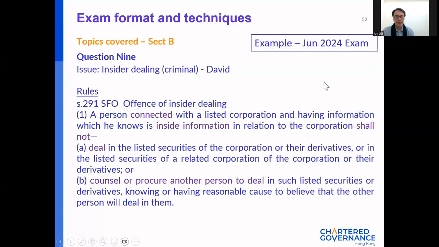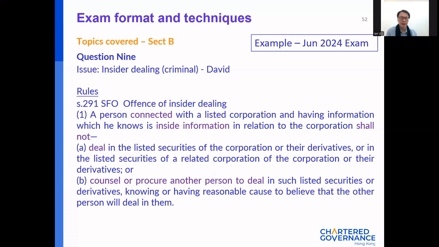Okay, so how to break this down into smaller issues so it'll be more manageable to answer this type of question. So in this case, you can see there were two incidents in which David purchased shares and Maya purchased shares. So to decide whether they had committed insider dealing, an offense, I think it's better to look at them one at a time. So let's focus on David first.